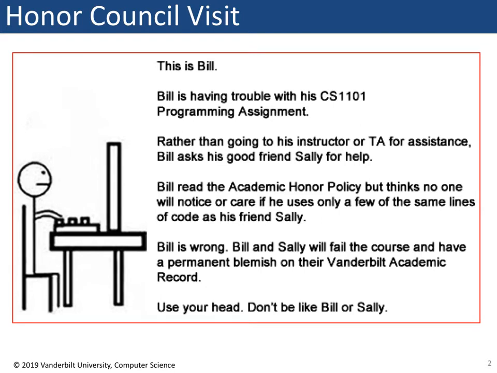So Bill is having trouble in class. He's having trouble getting programming assignment 0 and programming assignment 1 done. But rather than scheduling a meeting with the TA or the instructor, Bill asks Sally for help. Seems like a logical thing to do. Bill did read the academic honor policy, but nobody will probably notice, and it's not that big a deal. So he just talks to Sally, and she gives him a few lines of code to use, and that fixes the problem, and he gets his homework done. Well, Bill is completely wrong.